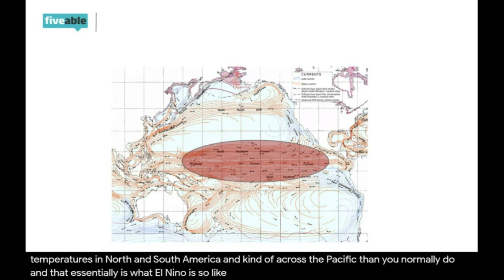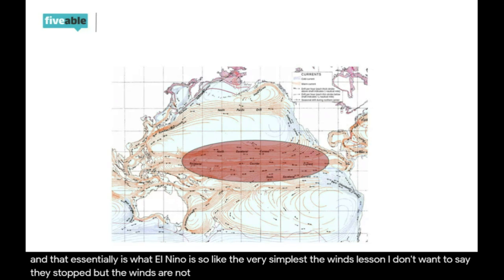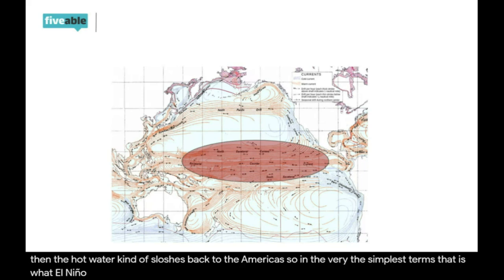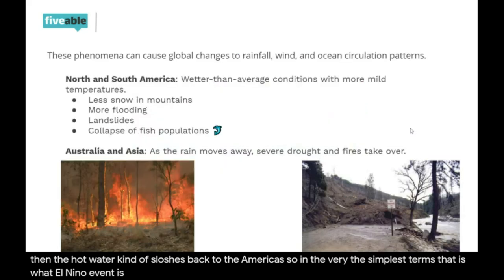So like the very simplest, the winds lessen. I don't want to say they stop, but the winds are not there as much as they normally are to push that water. And then the hot water sloshes back to the Americas. So in very simplest terms, that is what an El Nino event is. Okay, and then when that happens, this is kind of the results from that.